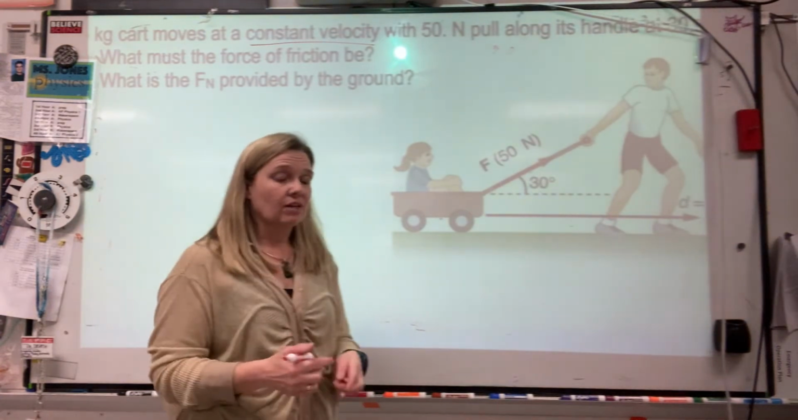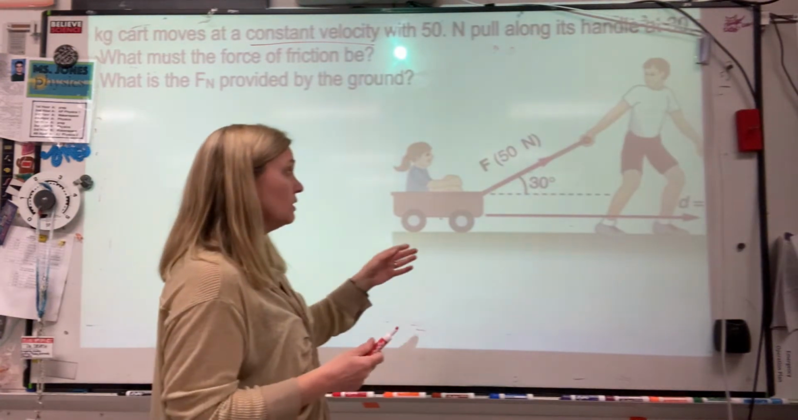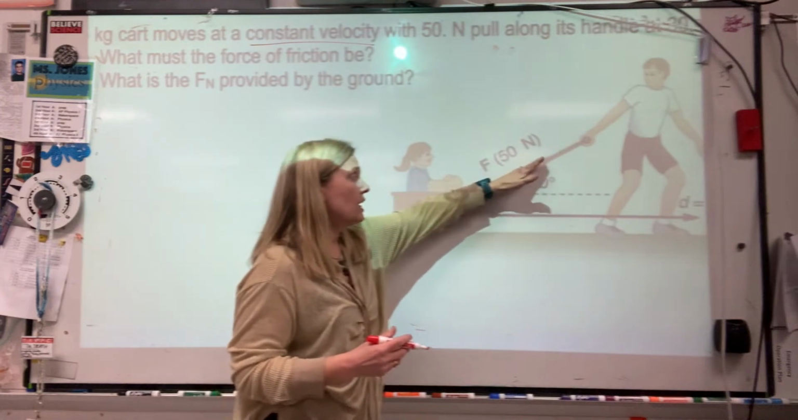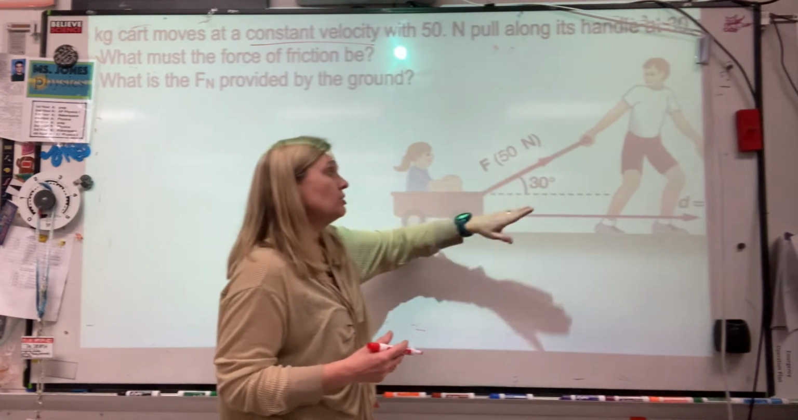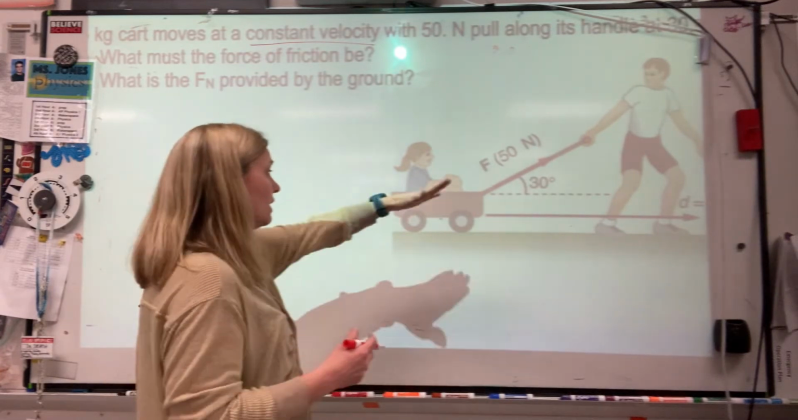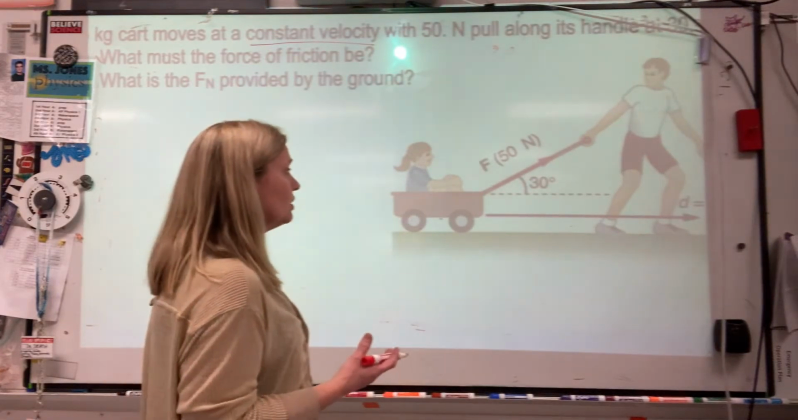And we have to think about things in x's and y's, definitely in this case, because again, we have a pull at an angle. That ain't gonna work out. We need to change that, right? We can't leave that at some angle. So we know we can fix that.